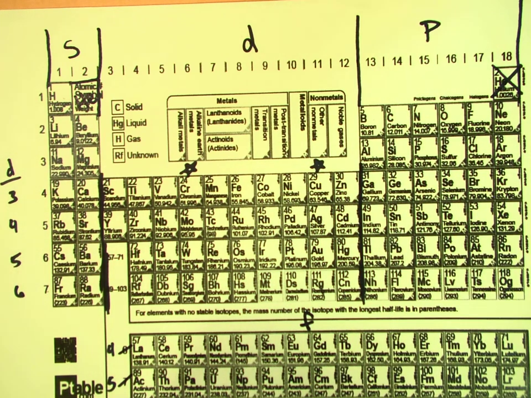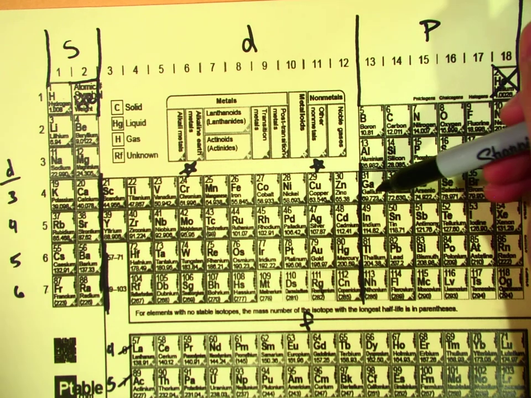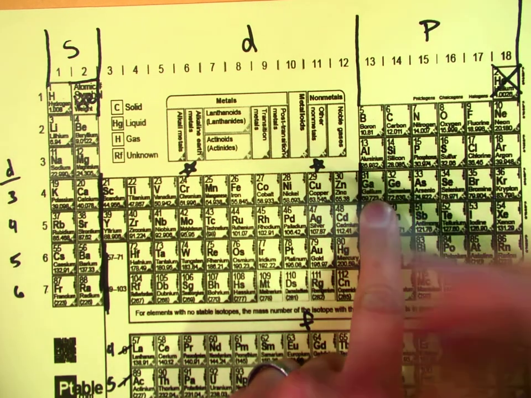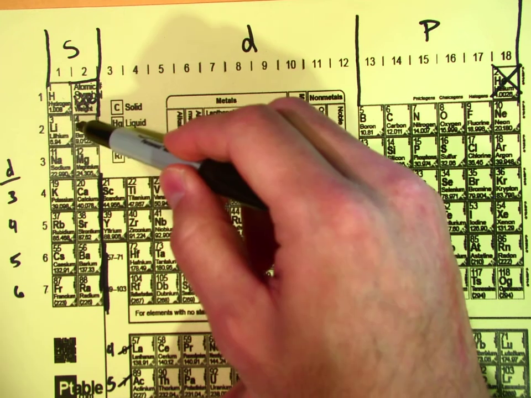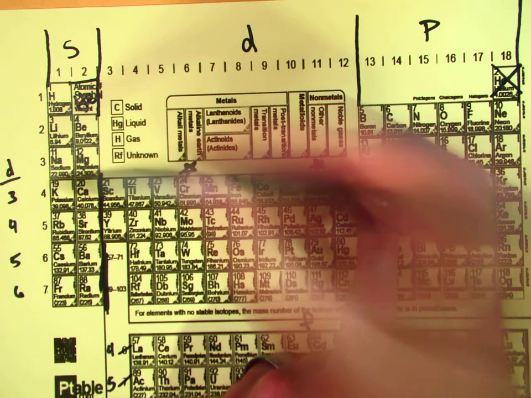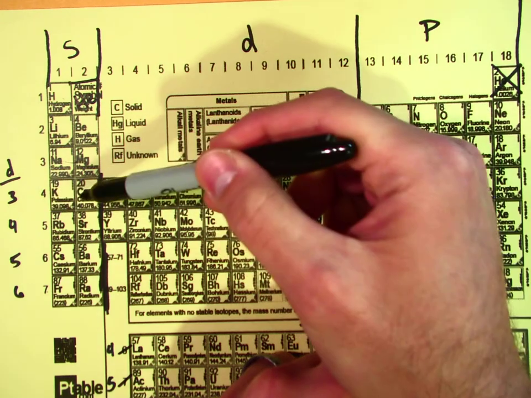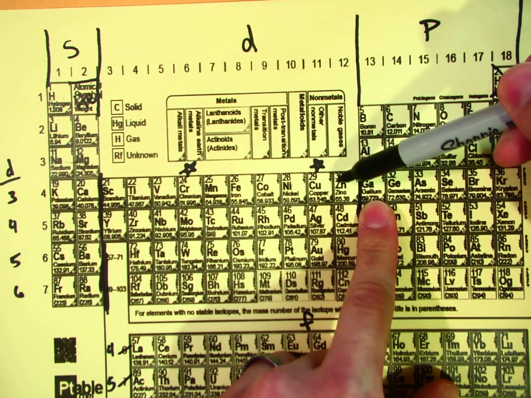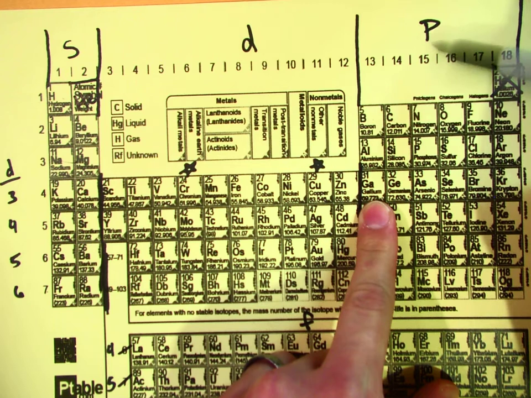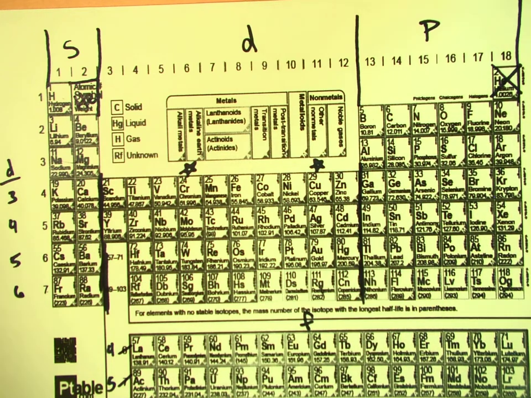Okay. One more for practice. Let's look at gallium. Gallium is 1s2, 2s2, 2p6, 3s2, 3p6, 4s2, 3d10, and now 4p1 is how I end gallium.